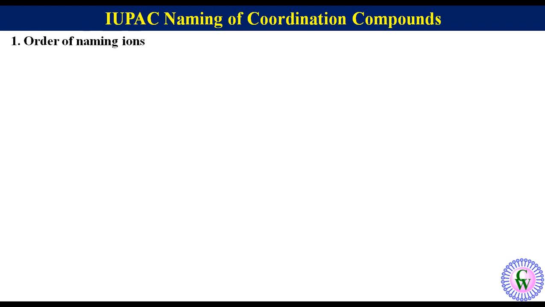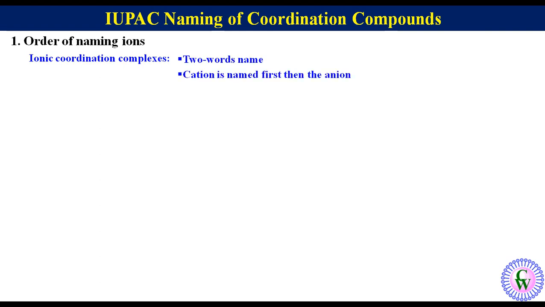Point number 1, order of naming of ions. A coordination complex can be ionic or non-ionic. Ionic coordination complexes have a two-word name wherein the cation is named first and then the anion. Non-ionic complexes have a one-word name. For example, [Ag(NH3)2]Cl.